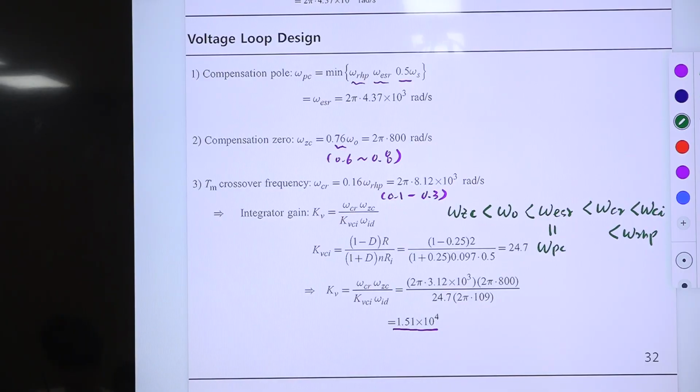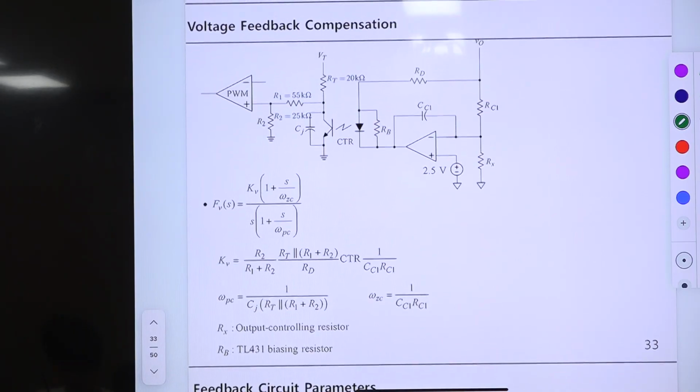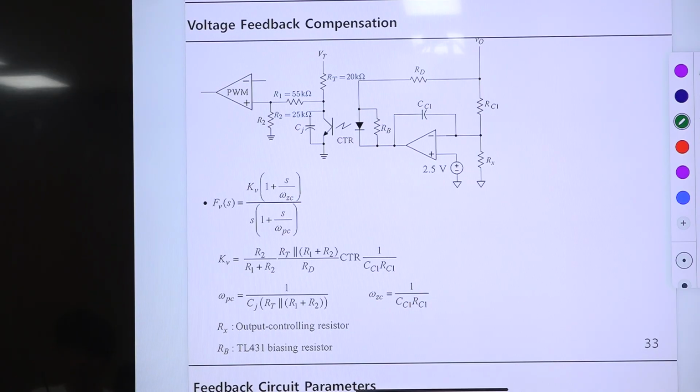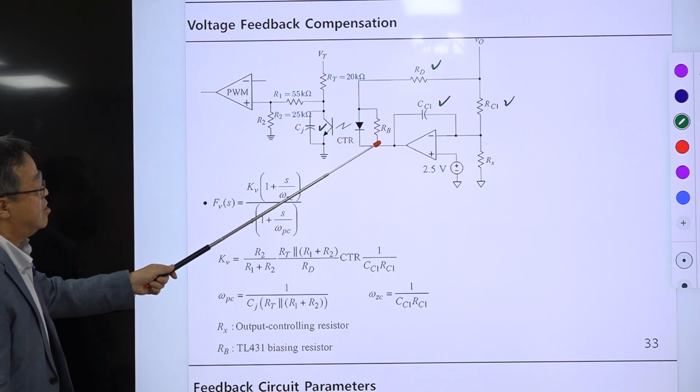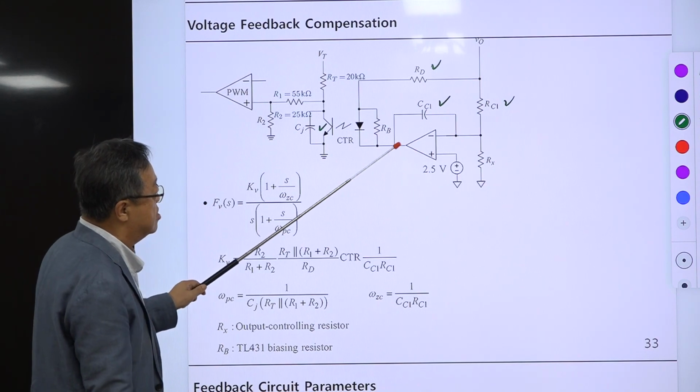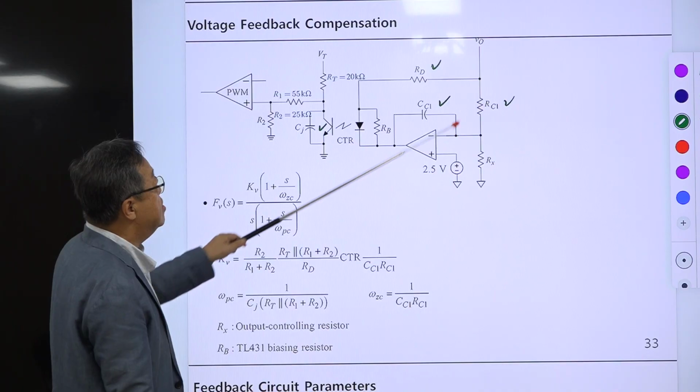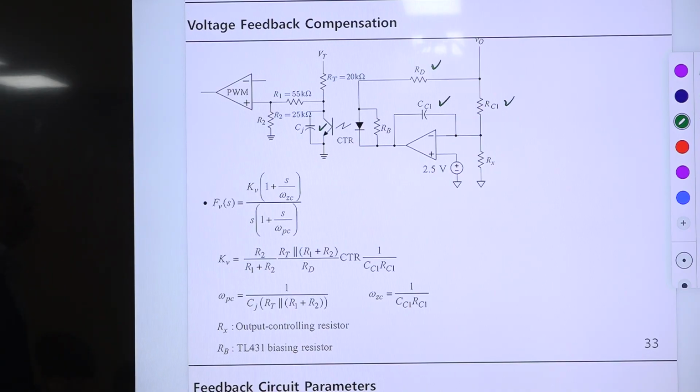So with this, and this is the compensation structure, we're going to use voltage feedback compensation. So we should determine these values 1, 2, 3, 4. Okay, this is something else. This is to provide sufficient bias current for this OTA, and this is to determine the output voltage DC regulation point. So there are 4 variables to be determined.